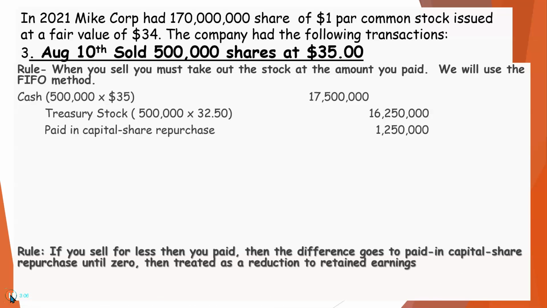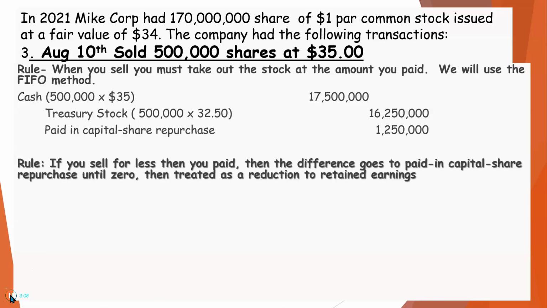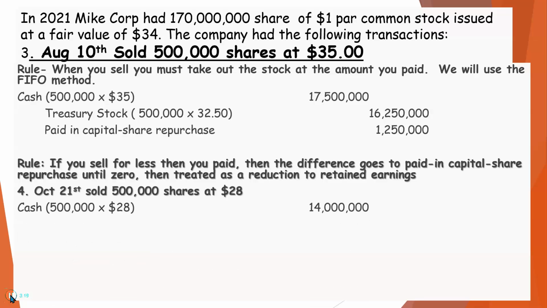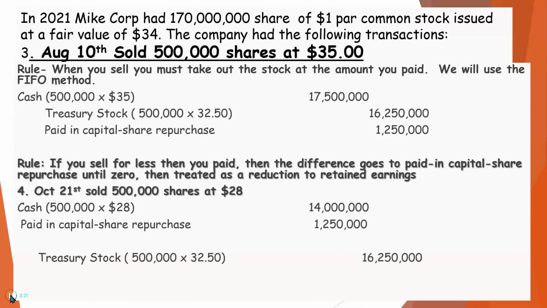Now, rule, if you sell less than you paid, then the difference goes to paid in capital share repurchase until zero. Then you treat it as a reduction to retained earnings. So our cash is 500,000 times $28. Our Treasury stock comes out again at $32.50. Our paid-in capital share repurchase, we take away the $1,250,000, and the difference is the plug is going to go to retained earnings.